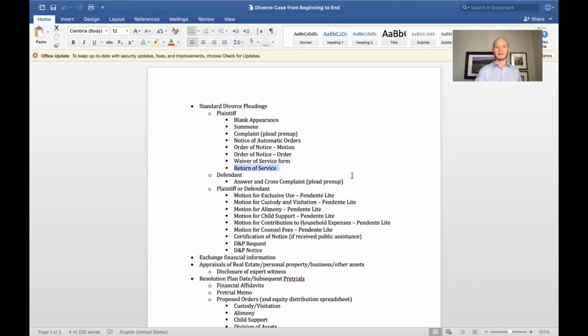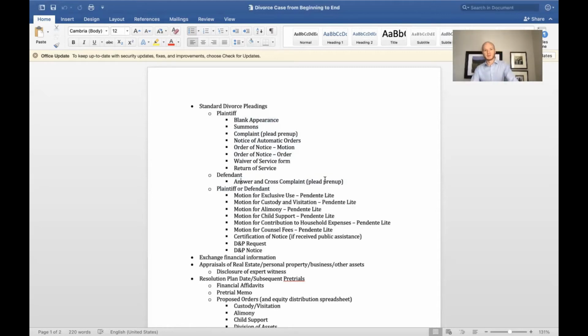Now, for the defendant, obviously you don't have to do any of this stuff. The defendant is actually getting served by the plaintiff. So really, if you're the defendant, we want to make sure we file an answer and cross complaint.